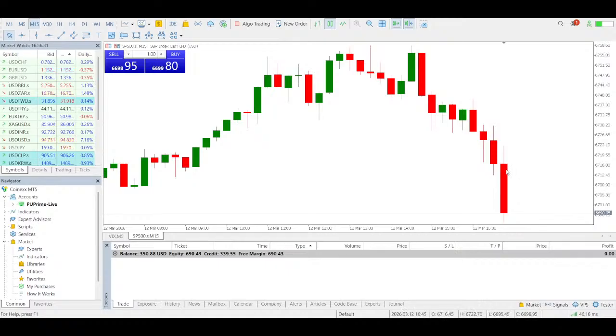Yeah. So pretty much, if I had gotten short there, that would have been almost 30 points, which is good. All right, I'm just probably going to stay away from this. Let's see what happens. I want to wait more and see what happens.